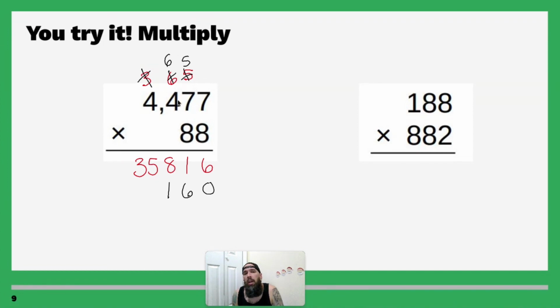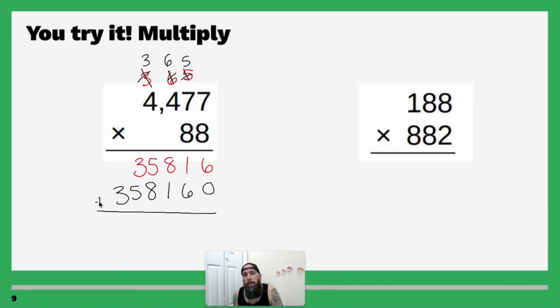Multiply and add. 4 times 8 is 32. 32 plus 6 is 38. Write out your 8, carry your 3. Multiply and add. 8 times 4 is 32. 32 plus 3 is 35.